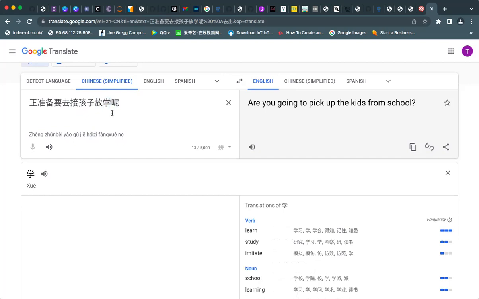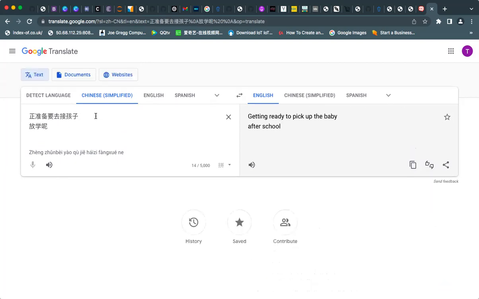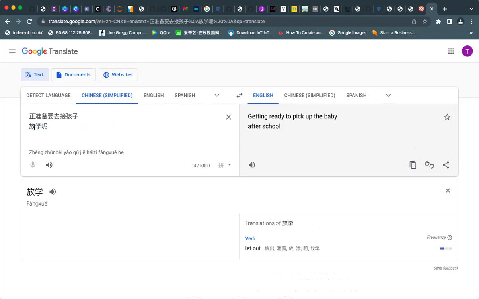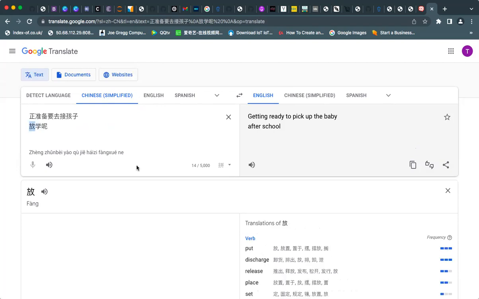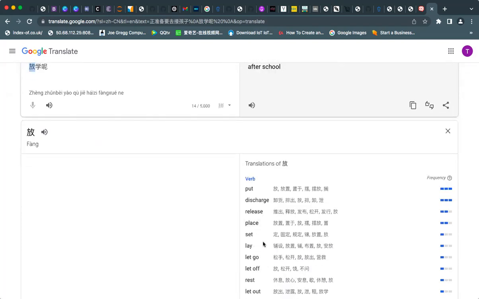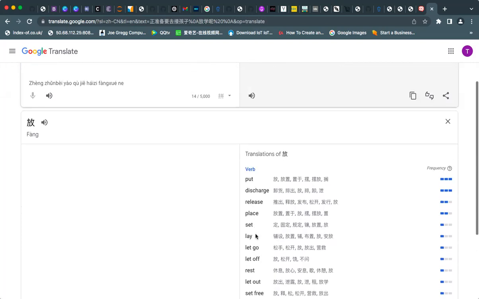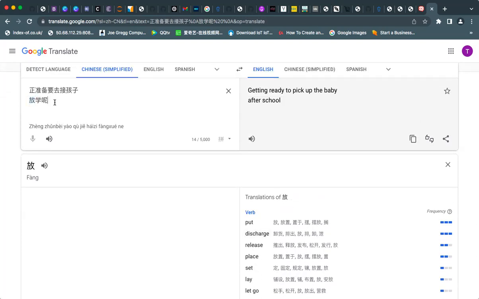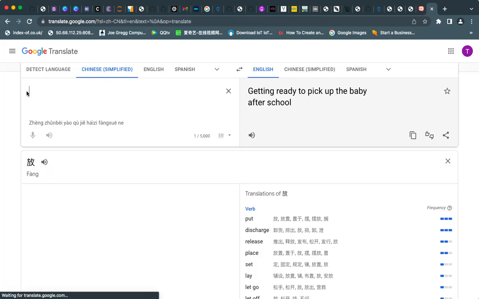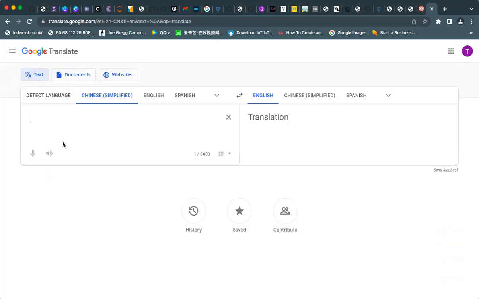So actually, what this means, the Feng part, is what? Feng is to send or release. I think to discharge, right? Or let go, right? Oh, let go of. Okay. So they're from school, and while we're here, let's just take this off so that we get this together.